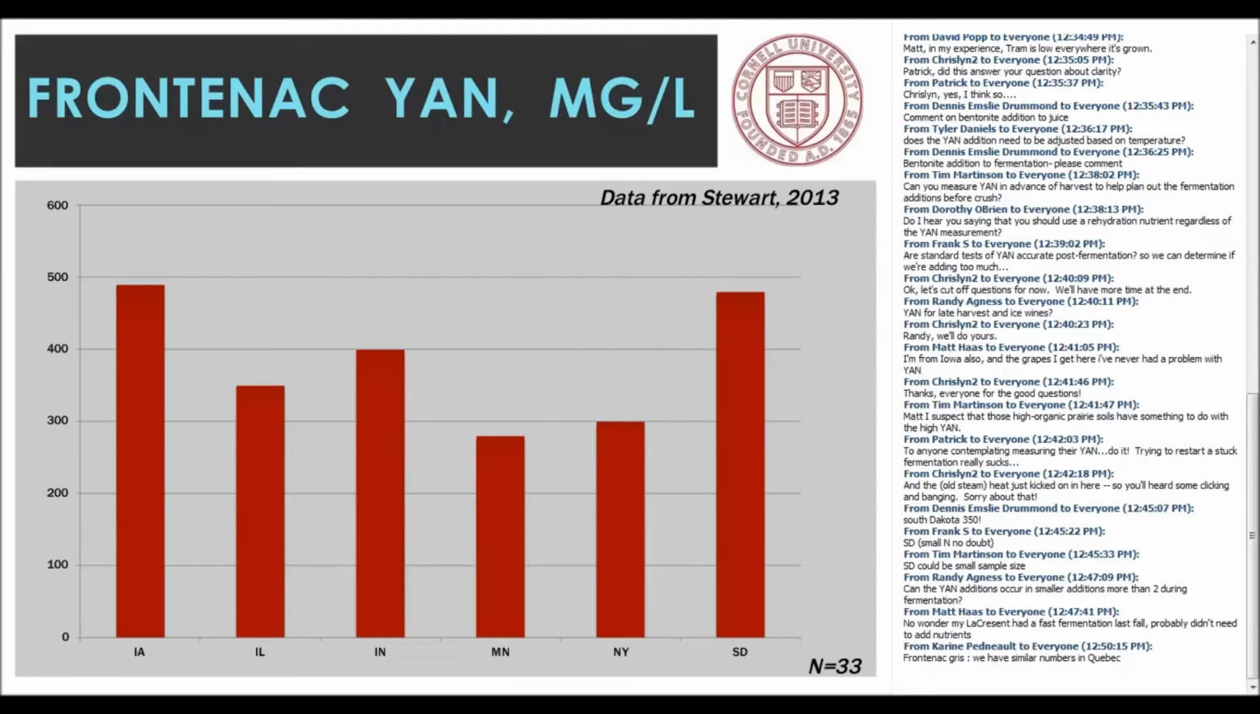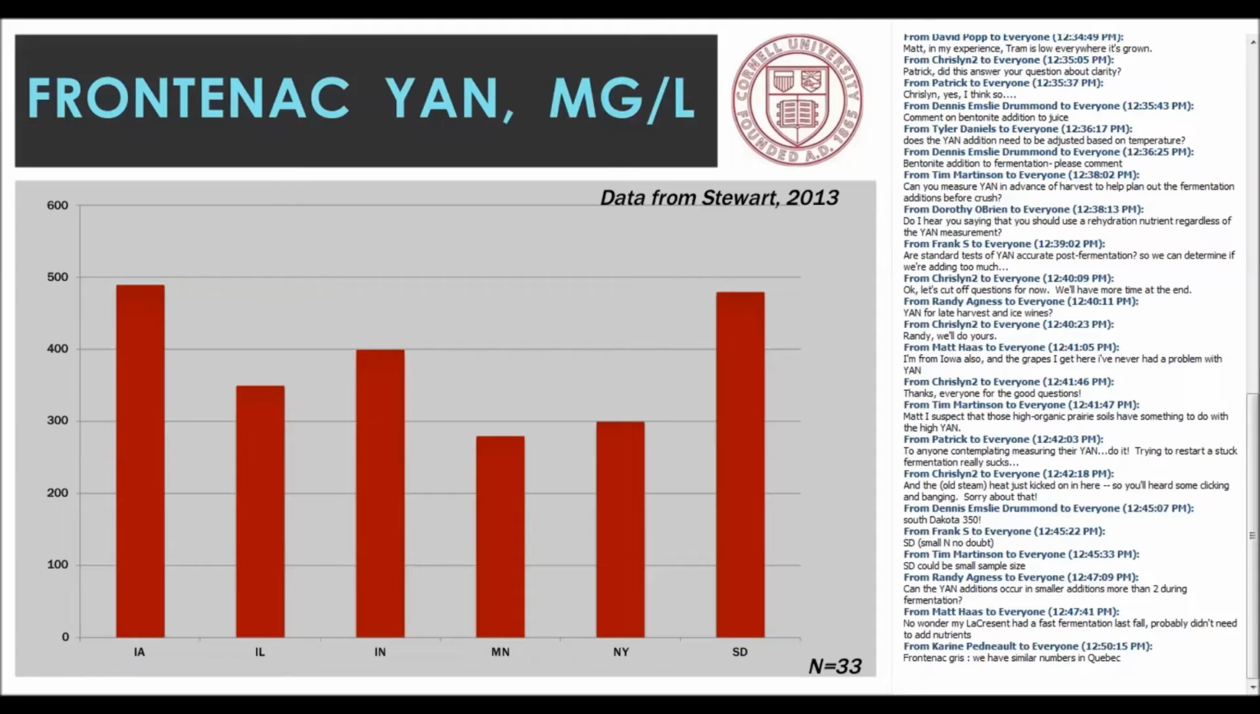You can see that, again, moving left to right along the bottom, Iowa, Illinois, Indiana, Minnesota, New York, and South Dakota. We're ranging from 500 parts per million down to just under 300. So these all look pretty good across the Midwest and even in New York, where we tend to see low grapes.